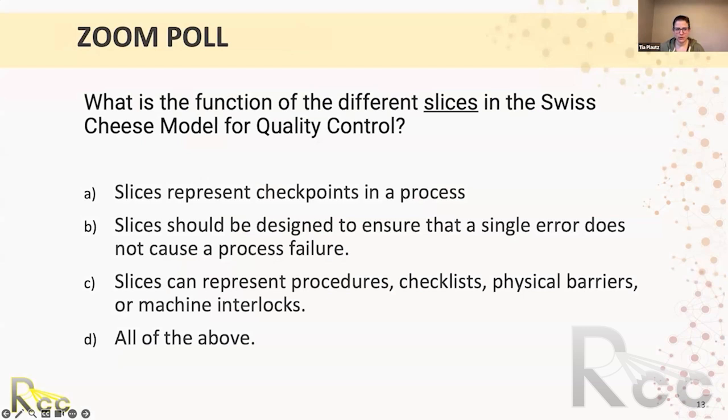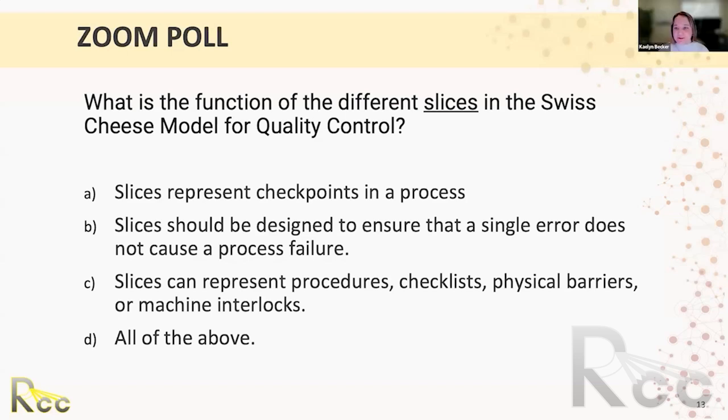Okay, so our first poll question. What is the function of the different slices in the Swiss cheese model for quality control? Is it A, slices represent checkpoints in a process? B, slices should be designed to ensure that single errors do not result in a process failure? C, slices can represent procedures, checklists, physical barriers, or machine interlocks, or D, all of the above.